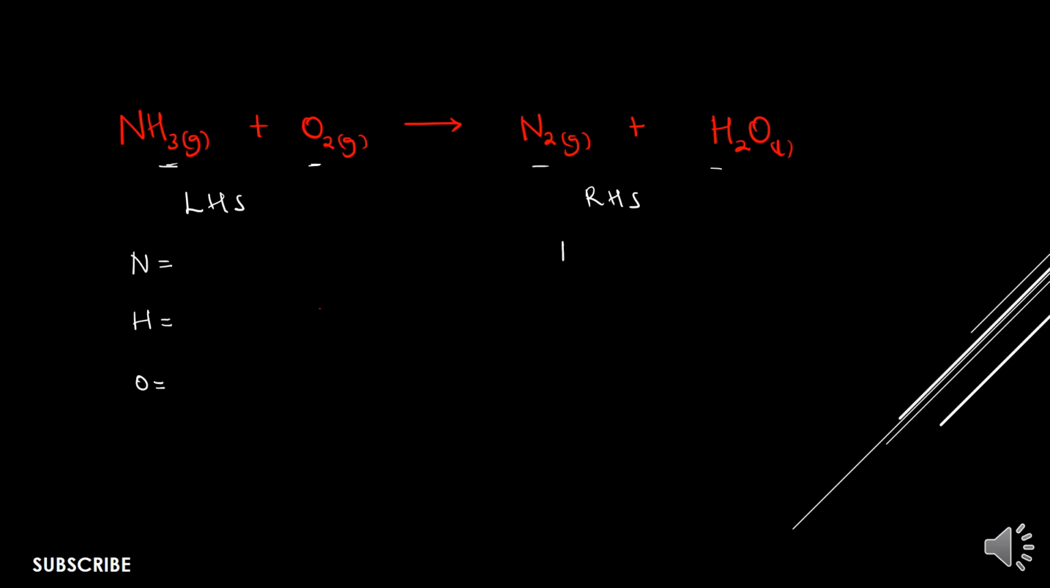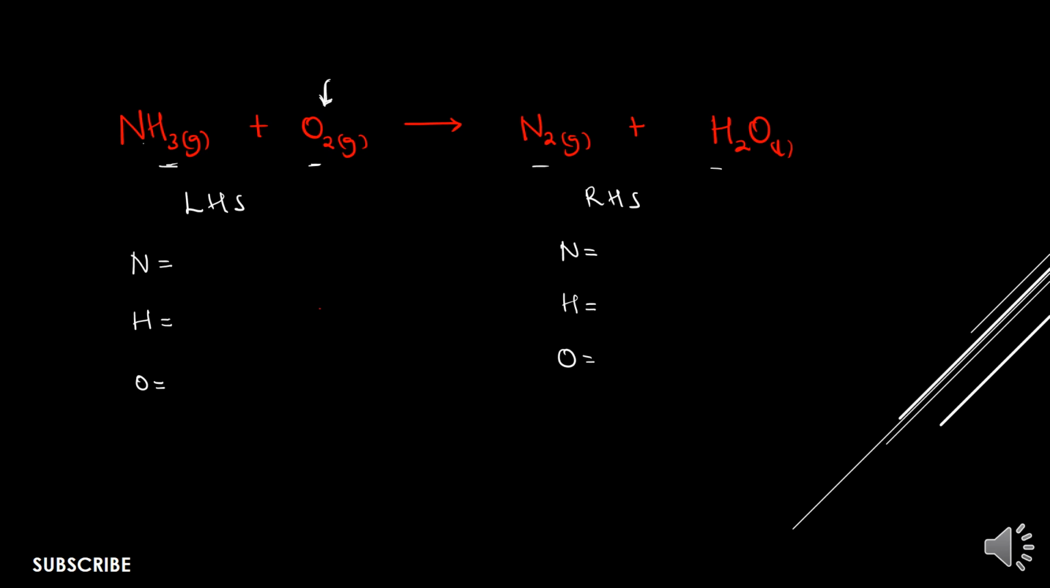This side we have the same atoms, nitrogen, hydrogen and oxygen. Still, I'll balance either oxygen or nitrogen last, but I'll go for oxygen. So I'll try to balance oxygen last with my fraction, and then as I remove the denominator, my equation will get balanced. So let us start.